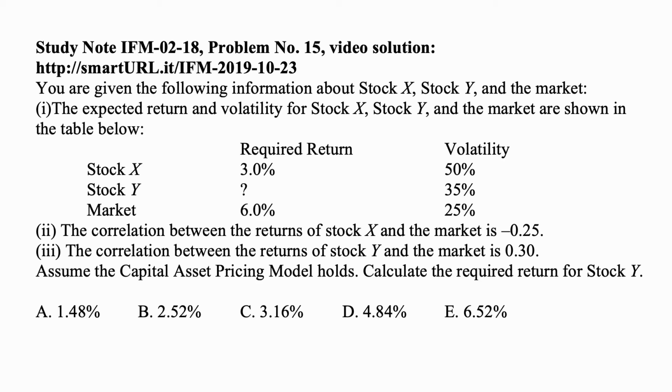Here's a problem for today, for exam IFM, Investments in Financial Markets. You are given the following information about stock X, stock Y, and the market. The expected return and volatility for each are shown in the table. Required return for stock X is 3%, volatility 50%. Stock Y, required return unknown, volatility 35%. The market: required return 6%, volatility 25%. The correlation between the returns of stock X and the market is negative 0.25. The correlation between the returns of stock Y and the market is 0.30. Assume the capital asset pricing model holds. Calculate the required return for stock Y.